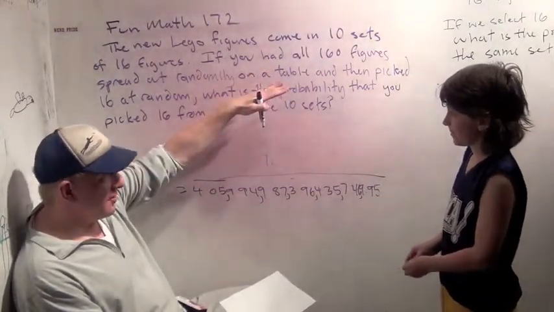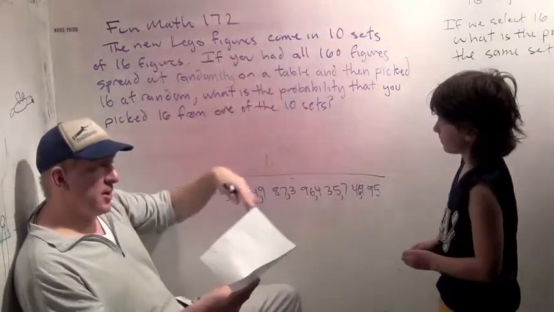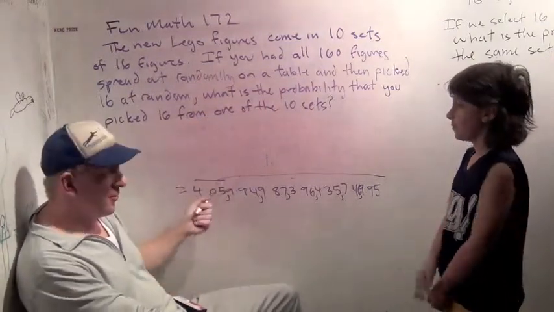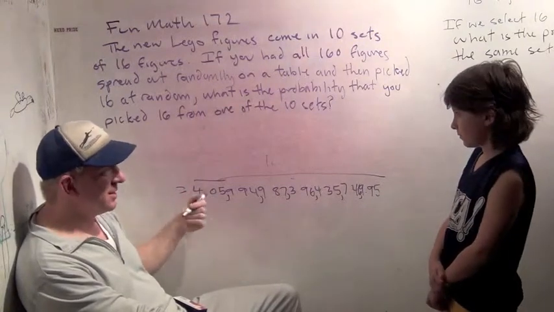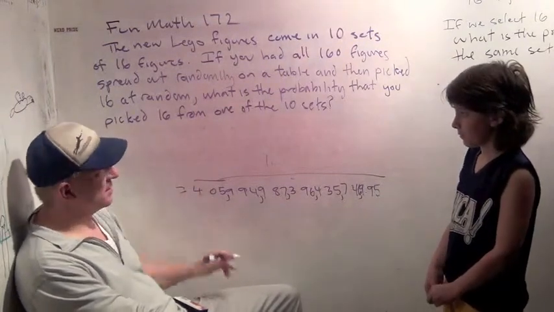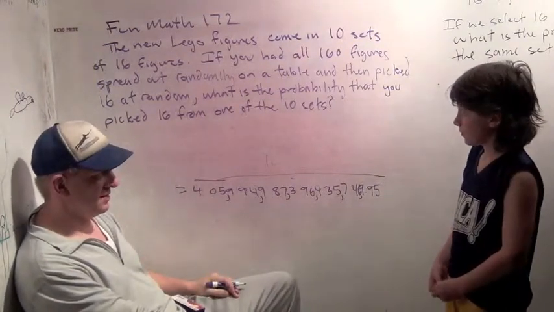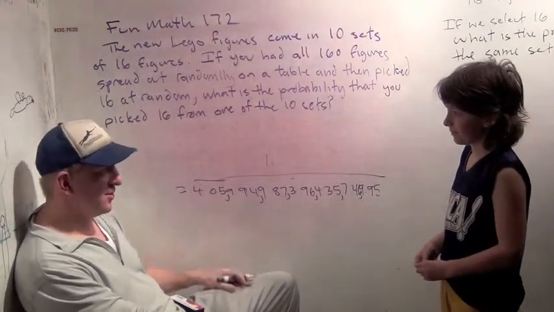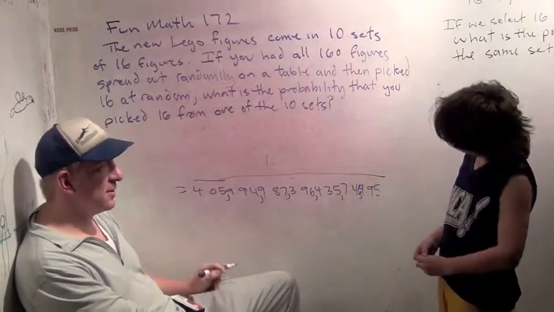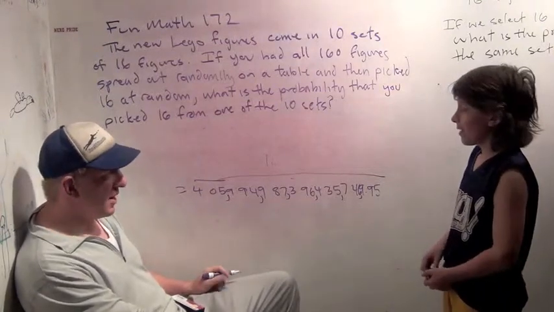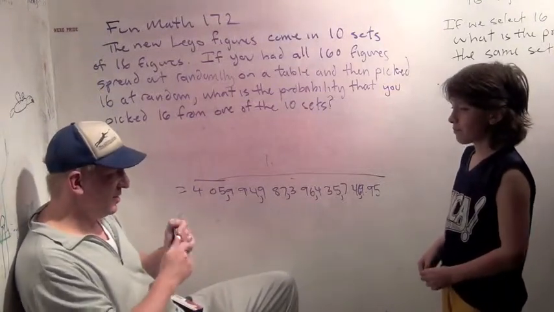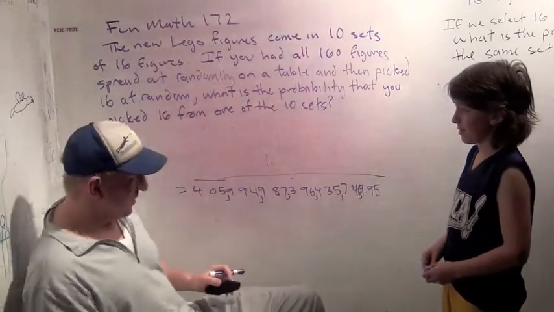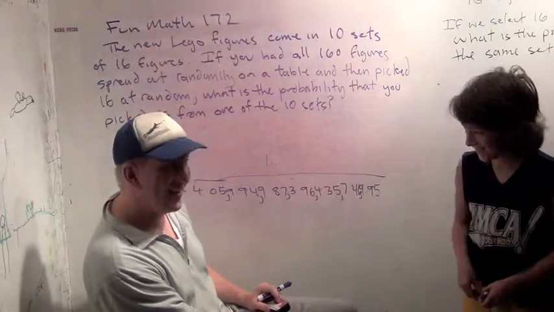Right, so if we had all 160 minifigures on the table spread out randomly, and I put a blindfold on you and you pick them at random, you would have to pick roughly 400 quintillion times before you got 16 from the same set. Maybe you'll get lucky. You might get lucky and do it sooner than that, but on average, that's how long it would take you. Now, do we have time to pick 400 quintillion times? Probably not. So we better not get any of these Legos because this is too complicated.